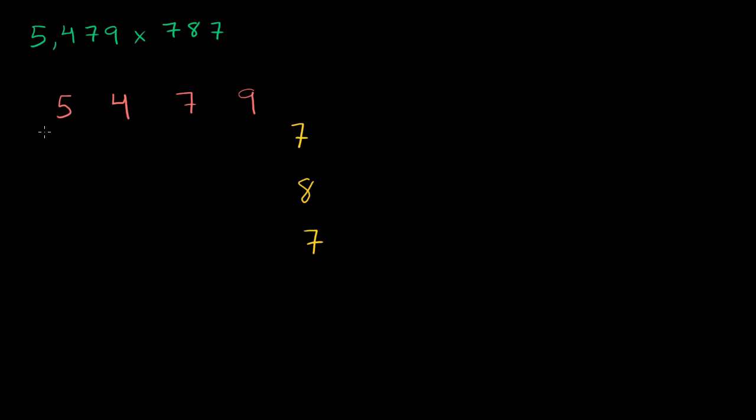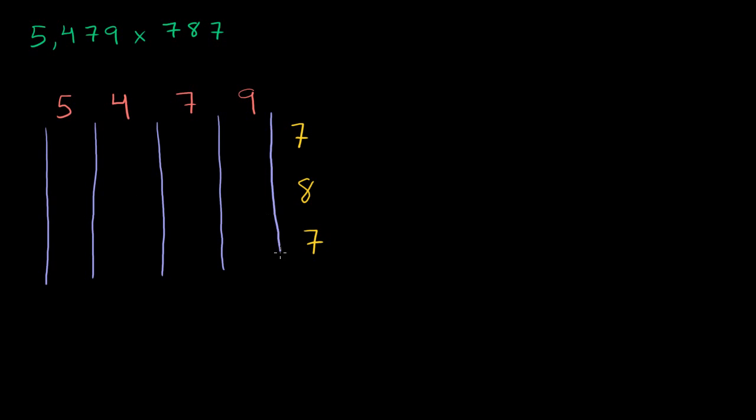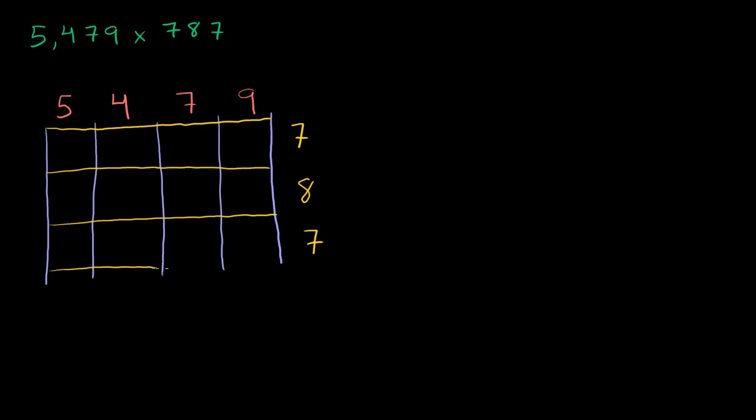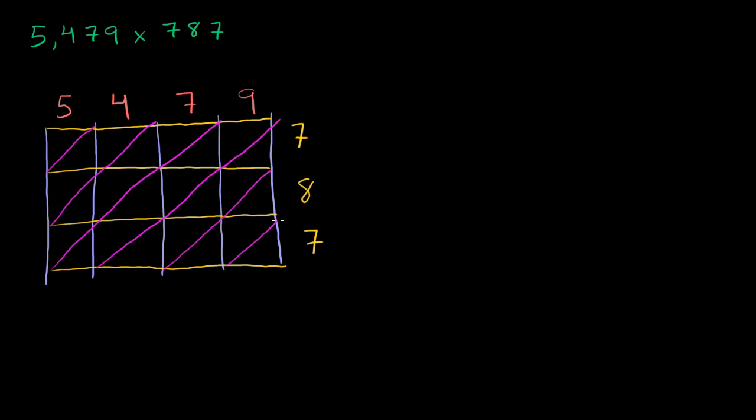Draw the lattice. So each of these guys get their own column. Draw the columns. Just like that. And then each of these characters get their own row. One row for the 7. One row for the 8. And one row for this other 7. Then we have to draw the diagonals. So we draw like that. 1 diagonal, 2 diagonals, 3 diagonals, 4 diagonals. I think you get the idea. And then we have just 1, 2 more diagonals. We're ready to multiply now.